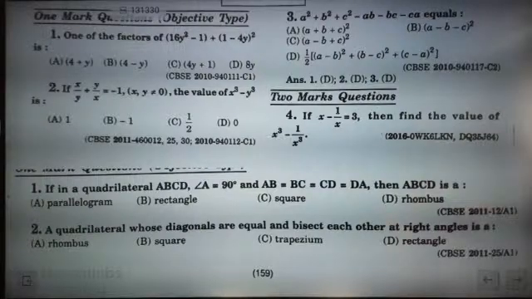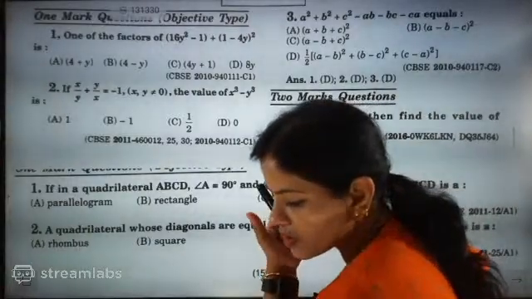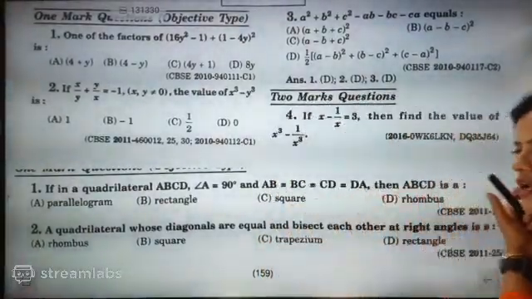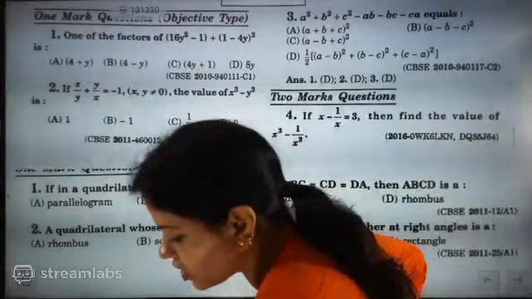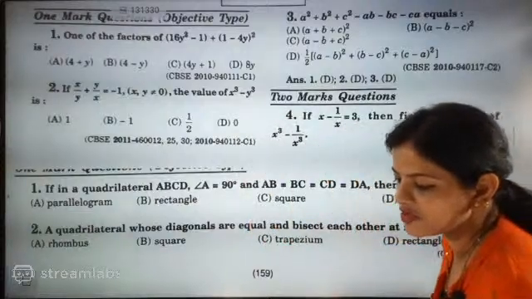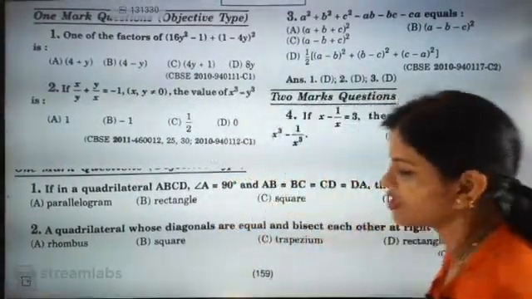In a quadrilateral ABCD, angle A equal to 90 degree, AB equal to BC equal to CD equal to DA, then what will ABCD be? I think you should not take time for this question. Very good, Rahul. Super, so it's a square. Very good, Kanishka, Avinash. Everyone is telling the answer is C.